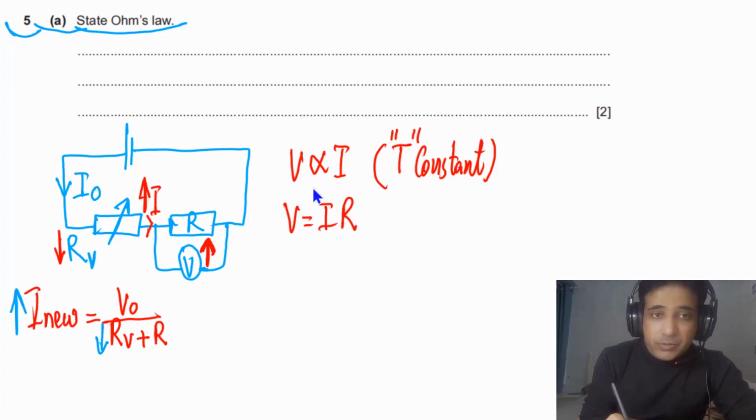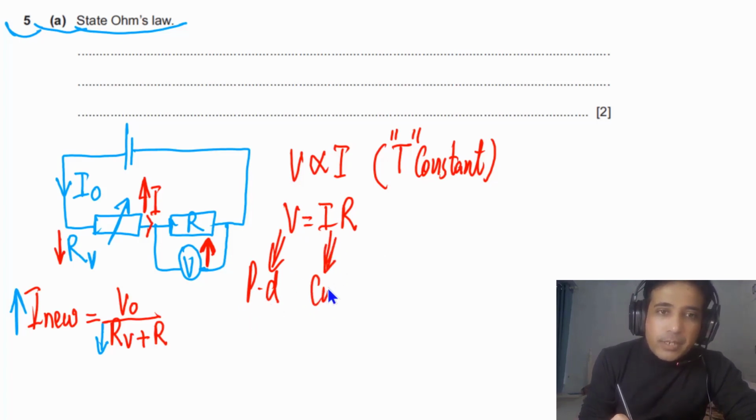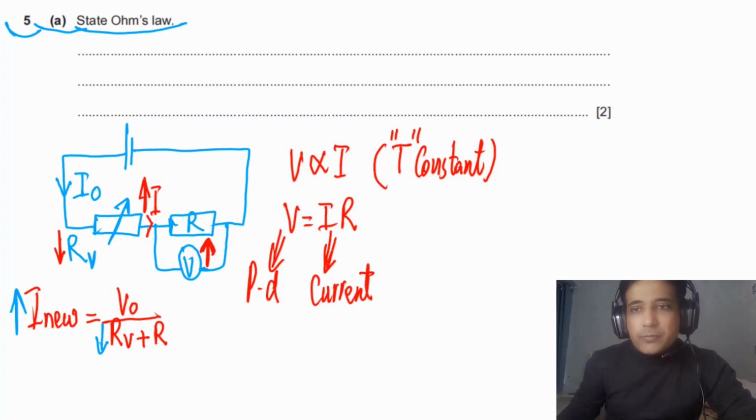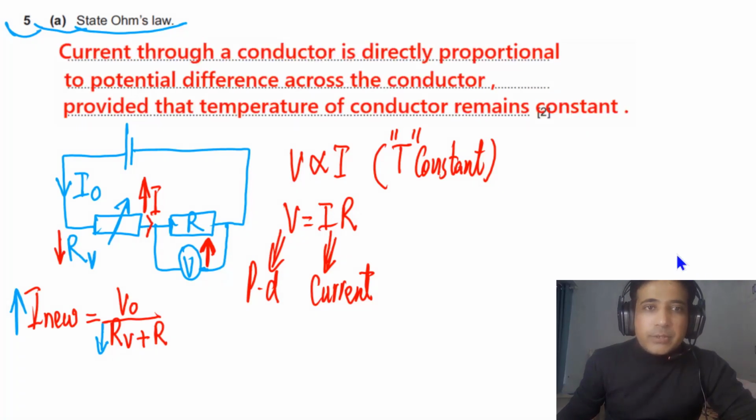If you have an understanding of these points, now we can write down our answer. In the answer, you have to mention these 2 points to get 2 marks. The first point: the current passing through a conductor is directly proportional to the potential difference across the conductor, if the temperature of the conductor remains constant. If you mention these 2 points, you will get 2 marks.